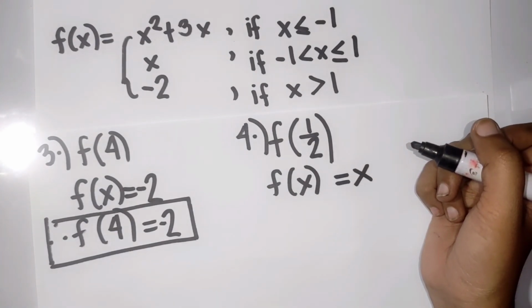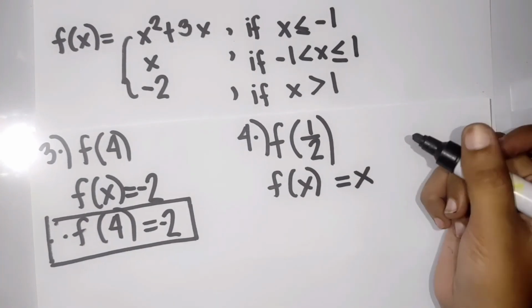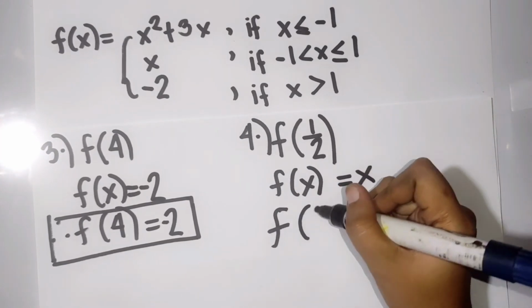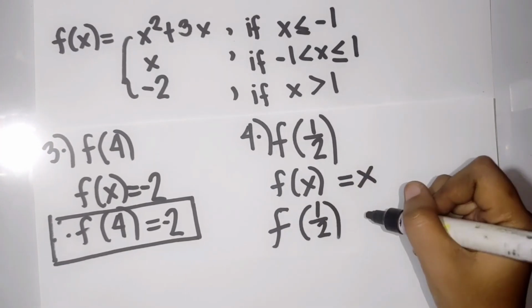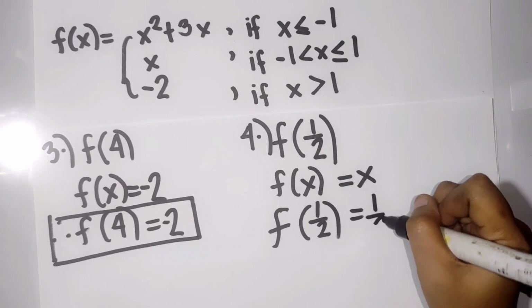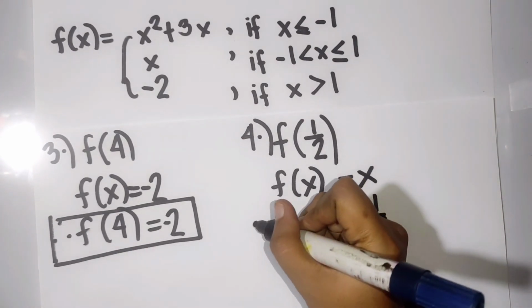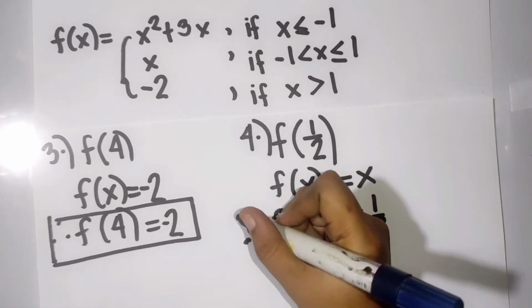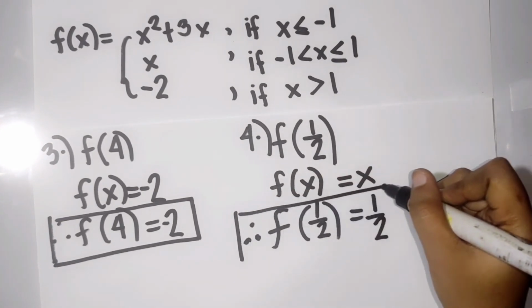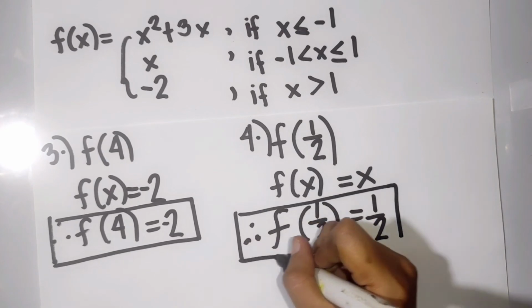Substitute all x variables with 1/2. f of 1/2 equals 1/2. This is our final answer. Therefore, f of 1/2 equals 1/2.